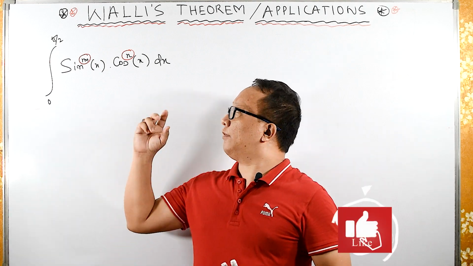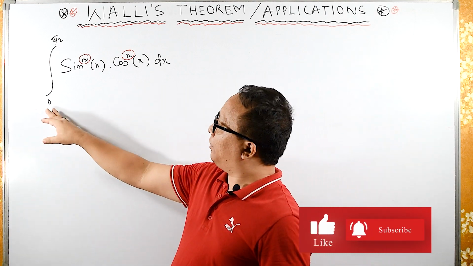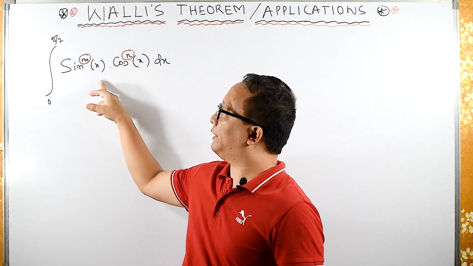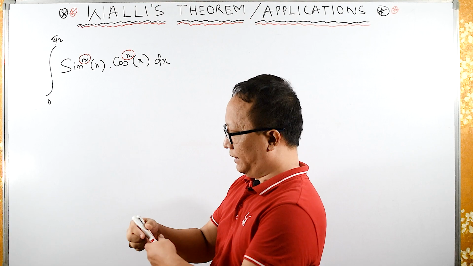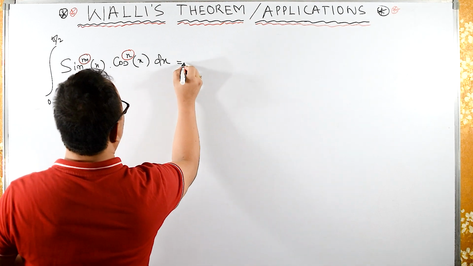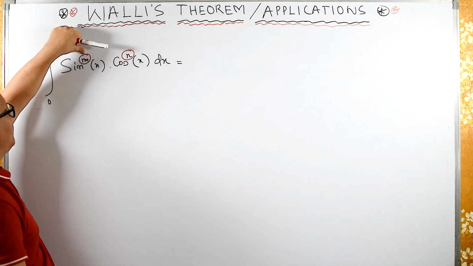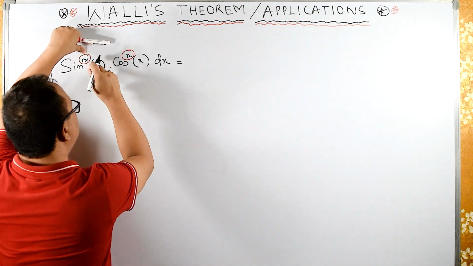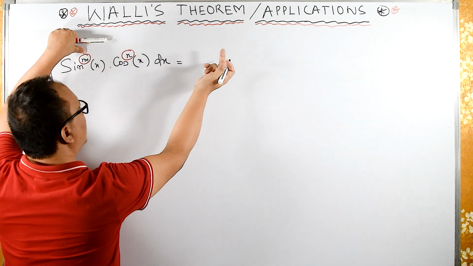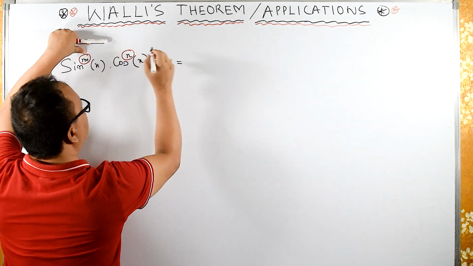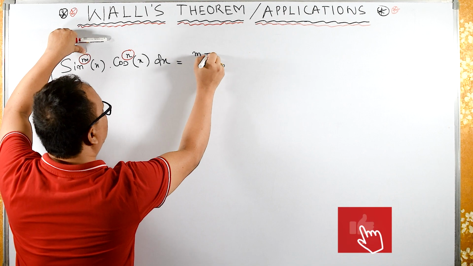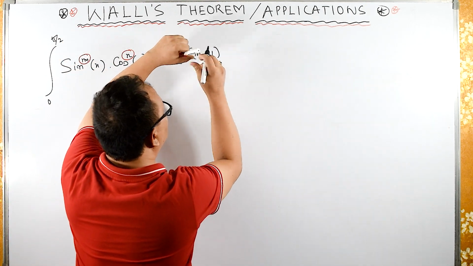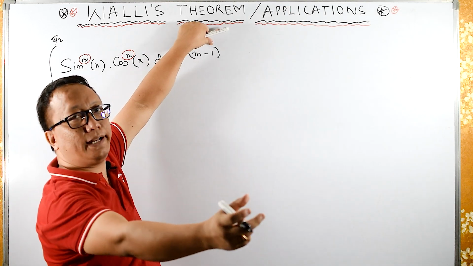Now let's see what Wallis theorem says. Here we have the integral from 0 to pi by 2 of sine raised to mx, cos raised to nx. This equals: for sine raised to mx, you decrease one power. If it is 7, then 7 minus 1 you write 6; means if it is m, you decrease 1, that is m minus 1. From this m minus 1, you decrease 2 successively till you get 2 or 1.